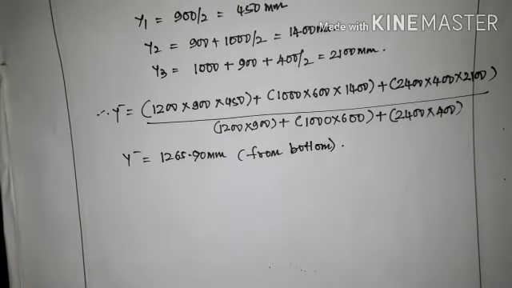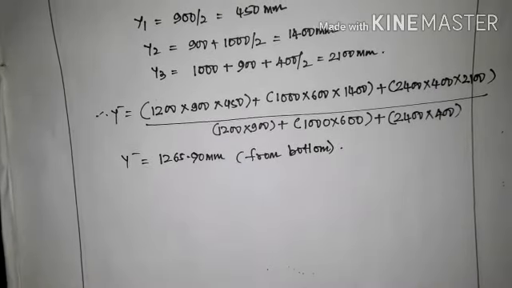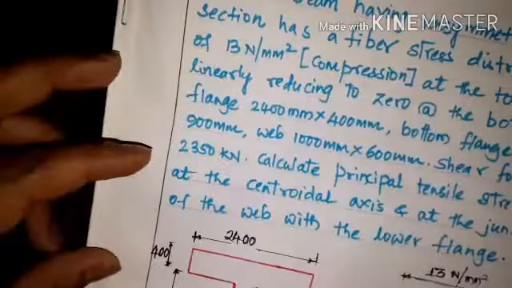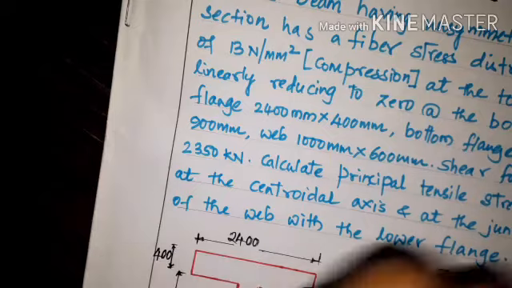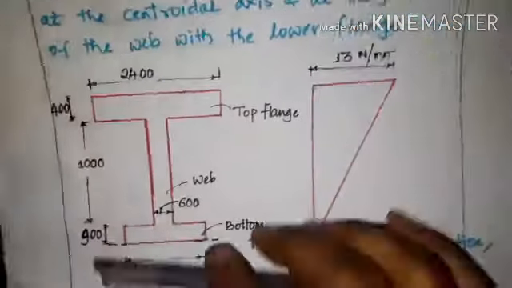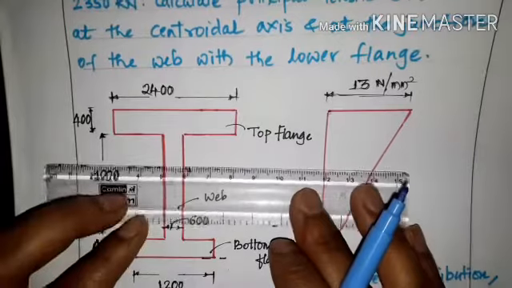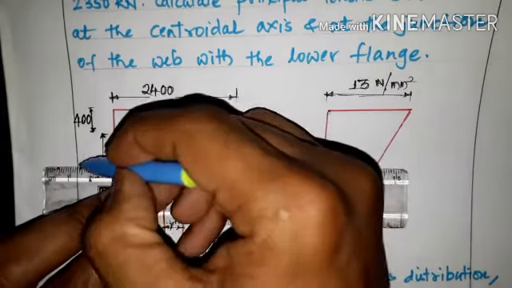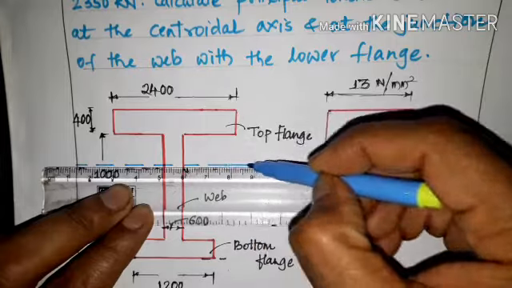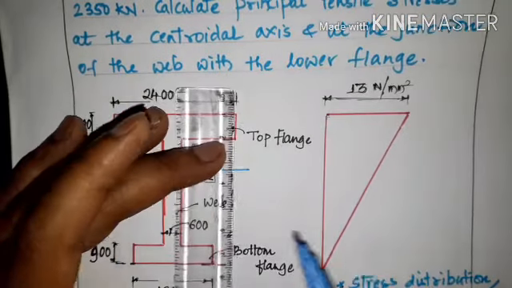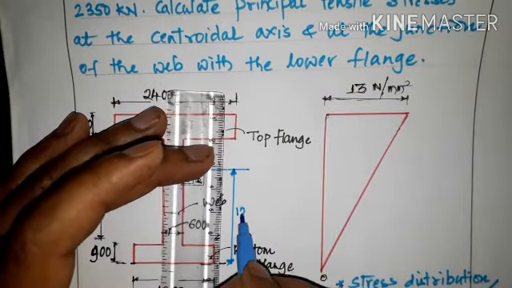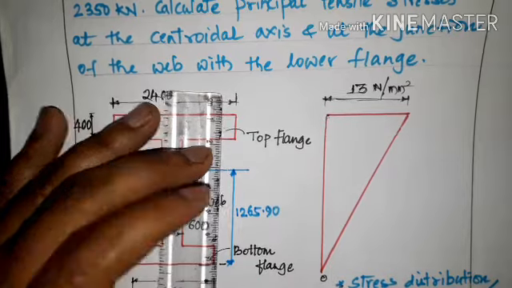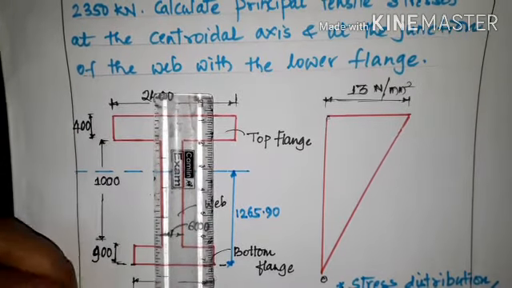So we'll locate it here. The y bar from the bottom we got as 1265.9, so I'll draw the line here. I'll consider it from here. This is the centroidal axis, and this distance from the bottom is 1265.9.